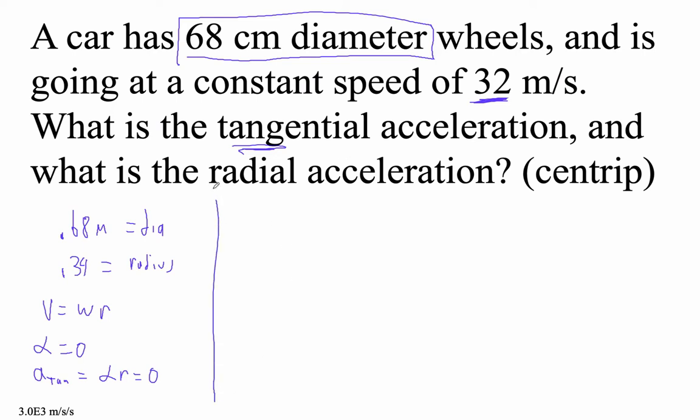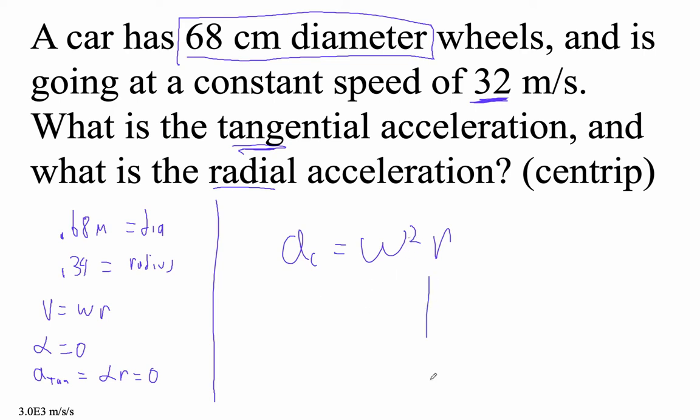But let's figure out the radial. There's going to be plenty of that, right? So let's figure that out. We're going to use its centripetal acceleration. Radial is centripetal or negative centripetal or something. So in the radial direction, this is actually toward the center of the wheel, right? We've got that, but we don't know what omega is, do we?